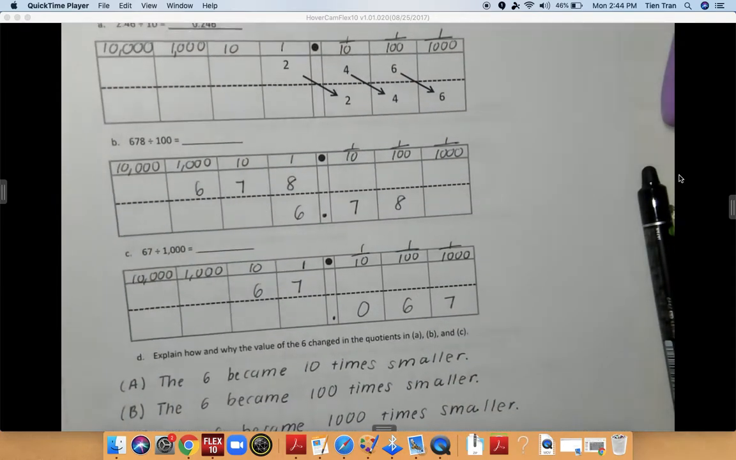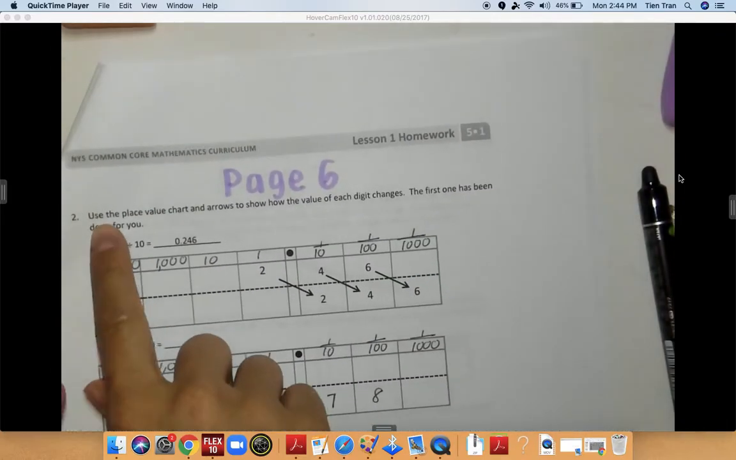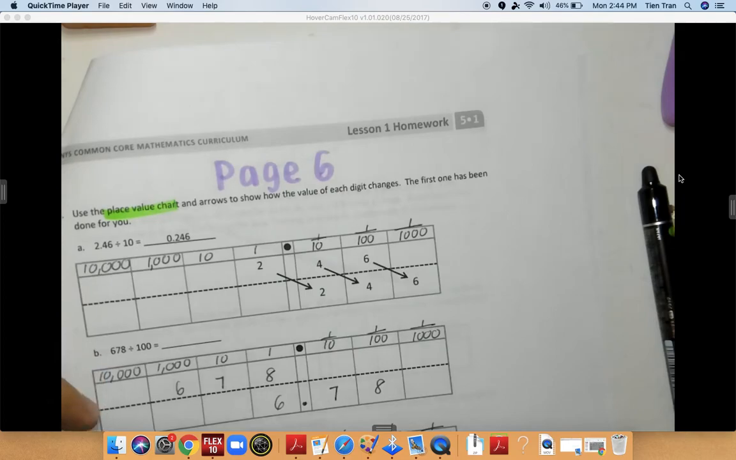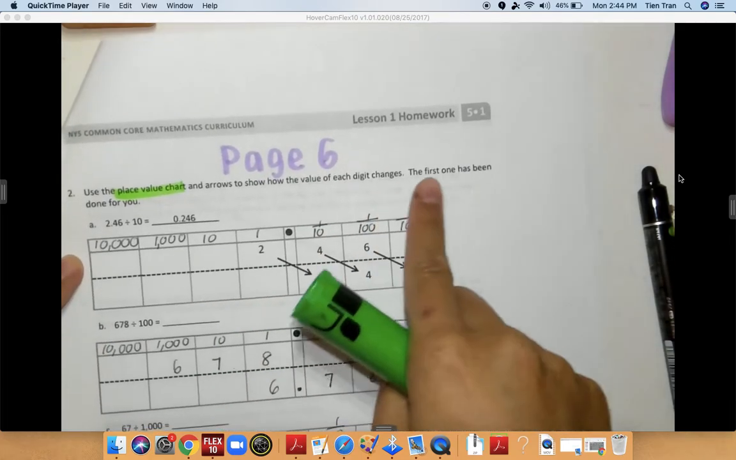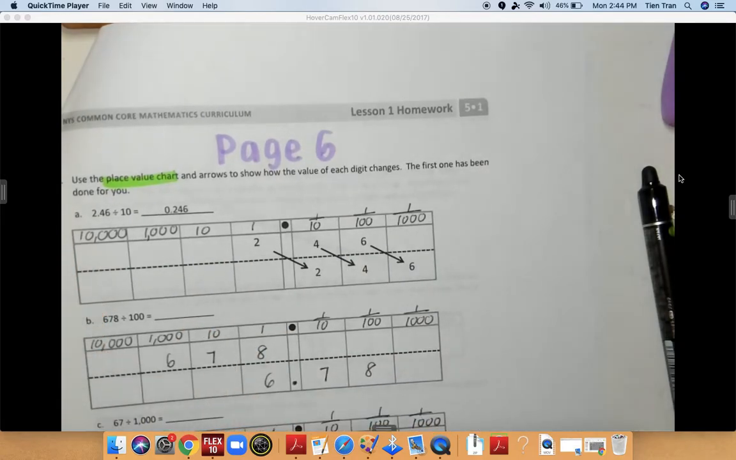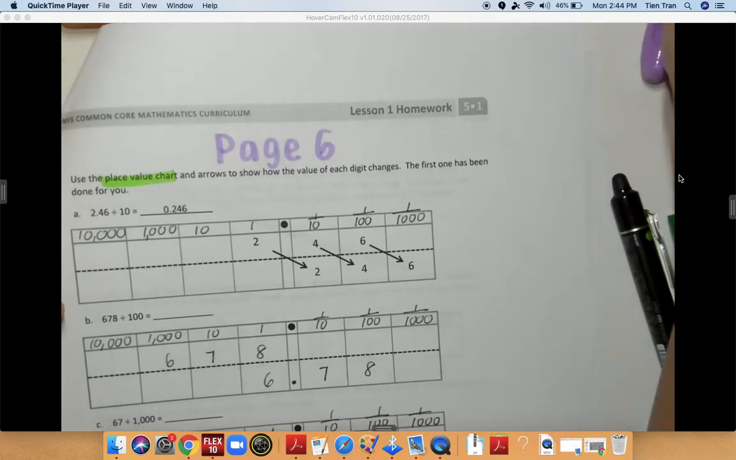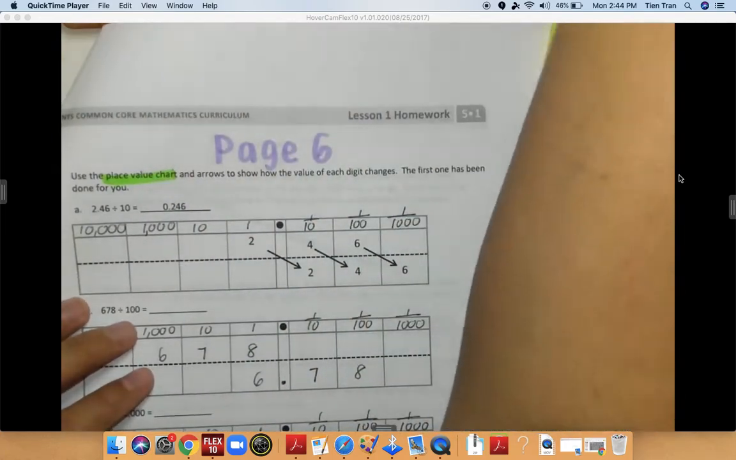Now, we're going to go on to page 6. For page 6, it asks you to use the place value chart. So again, they want you to use this chart and arrows to show how the value of each digit changes. The first one has been done for you. So this is a repetition of what we just did earlier, but I'm going to make sure that you guys understand where those numbers are coming from. So again, I'm going to use a different color.